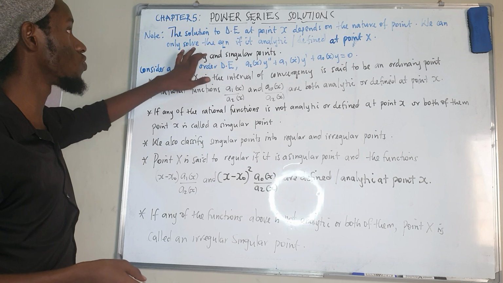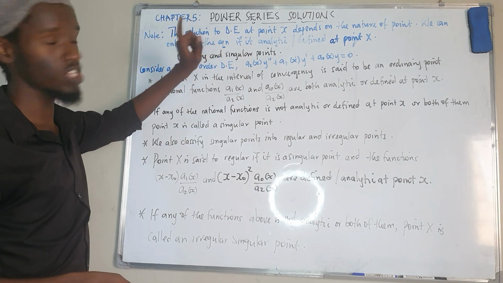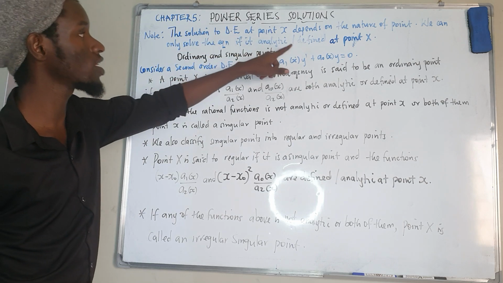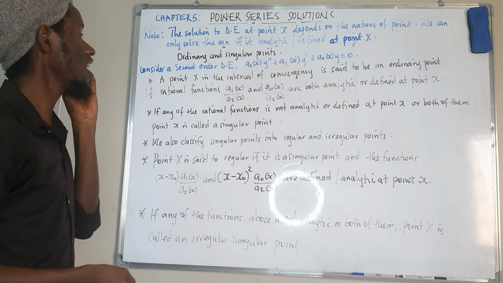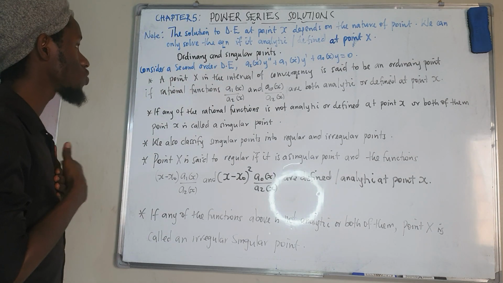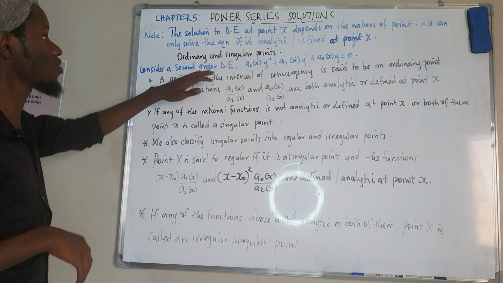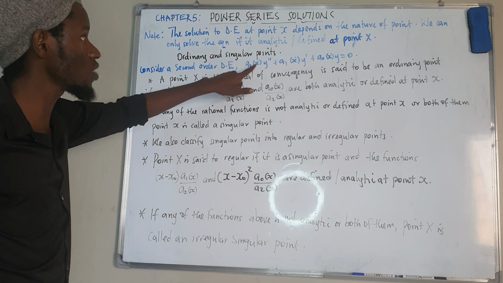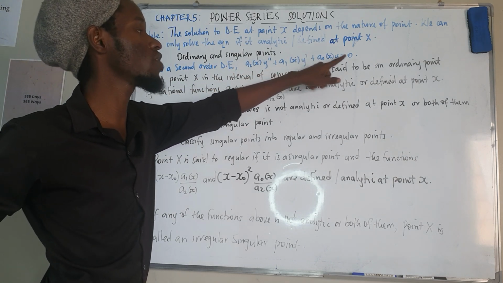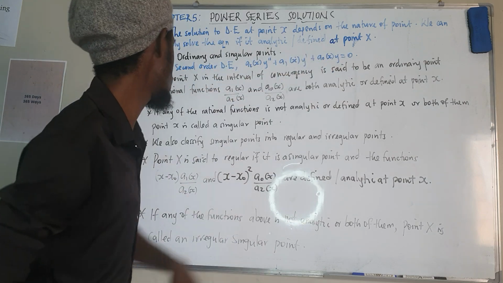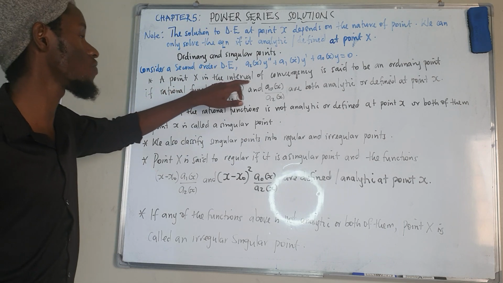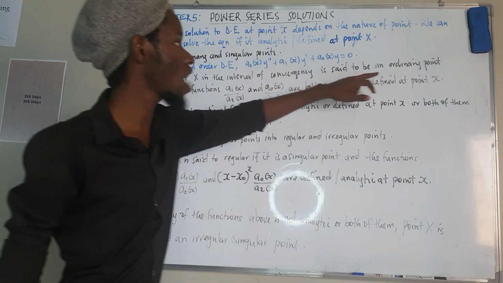Now we can only solve this differential equation if it is analytic or defined at a point x. And this drives us to singular and ordinary points. Now let us consider a second order differential equation, a2(x) y double derivative plus a1(x) y single derivative plus a0(x) y equals 0. This is the second order differential equation. You see now, a point x in the interval of convergence is said to be an ordinary point.